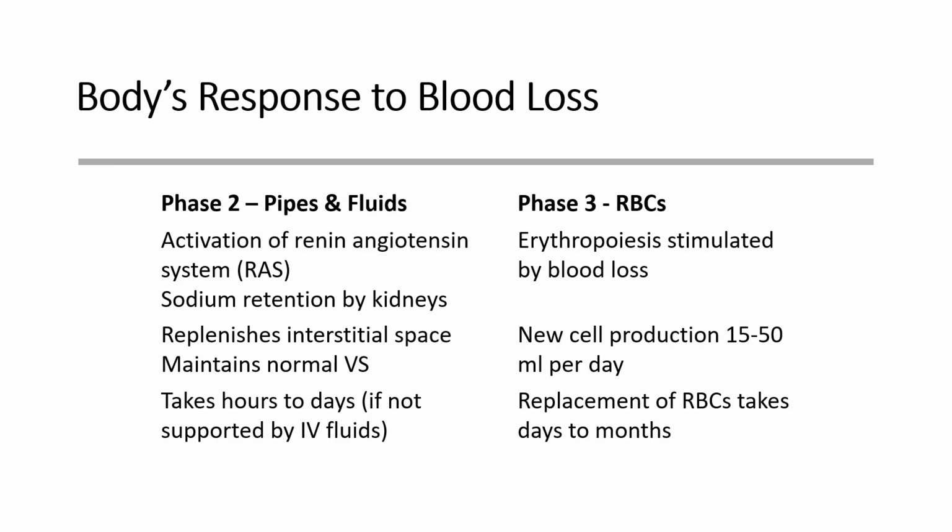The second phase is about pipes and fluid. Pipes being our blood vessels and fluid being blood and body water. The activation of the renin-angiotensin system causes constriction of the blood vessels and retention of sodium by the kidneys. So 2 things are happening. One, we're making the pipes smaller. By making the pipes smaller, that will increase the blood pressure. Remember, the larger the pipe, the lower the pressure. So this is the opposite.